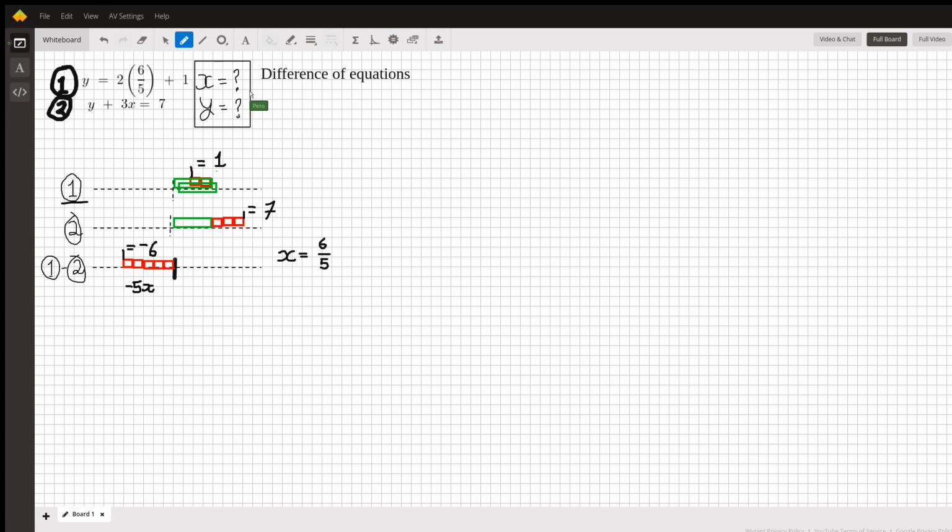And so here we've answered our questions. We know that x is equal to 6 over 5 and y is equal to 3.4. Or if they want them in fractions, this is just 3 and 2/5. 3.4. And we've solved our system of linear equations. I hope difference of equations explained like this is a bit more clear.